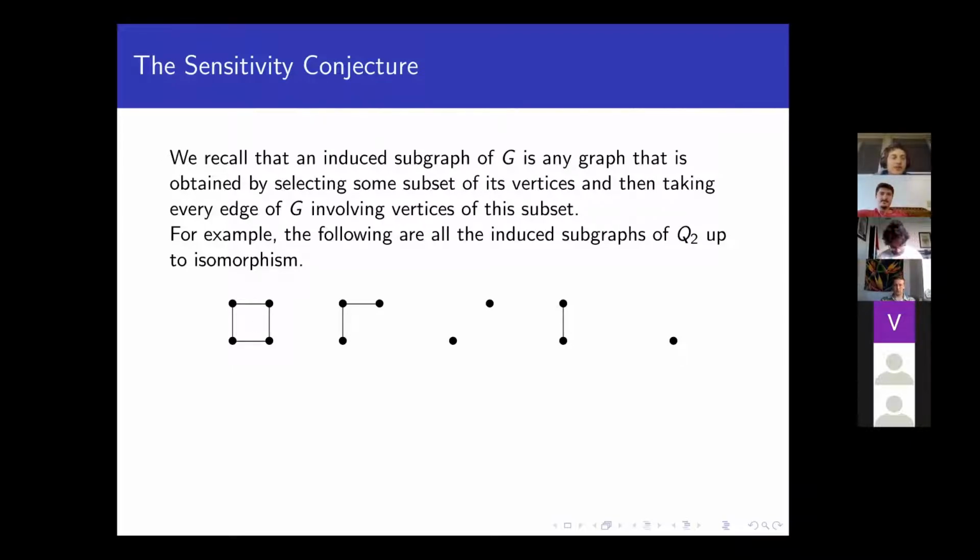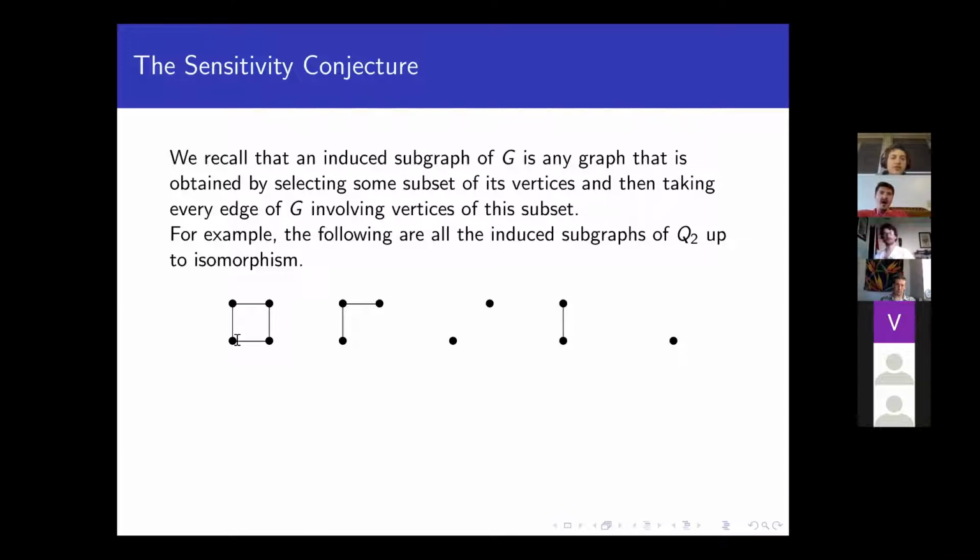So for example, if we keep all 4 vertices of the cube, then we also have to keep all the edges, and we just get back the original graph here. If instead we choose the induced subgraph on these 3 vertices, then we keep these 2 edges and delete this vertex and all the edges involving it.